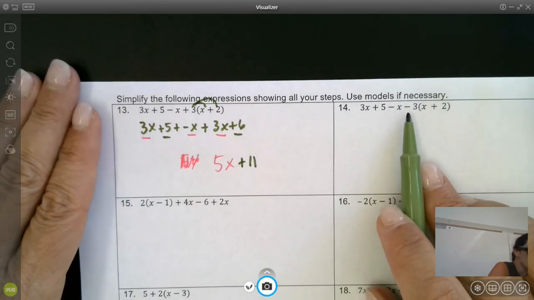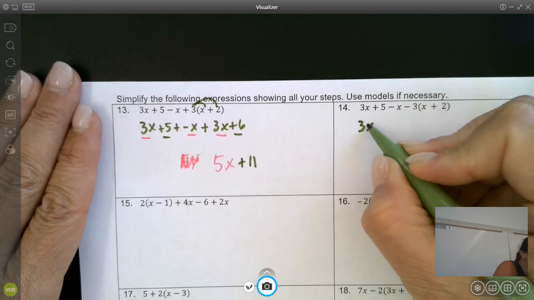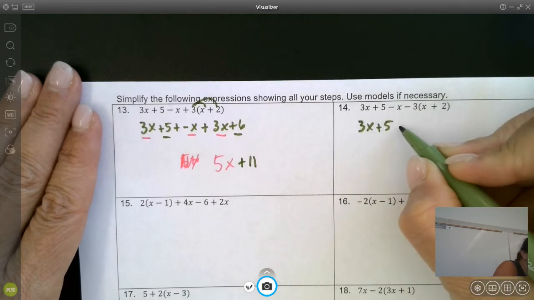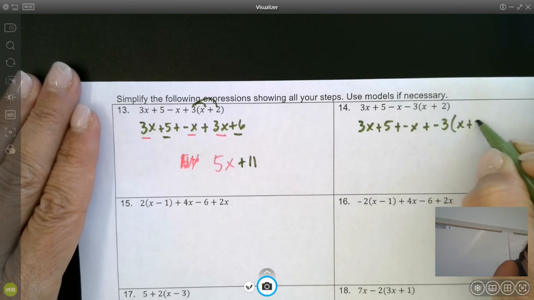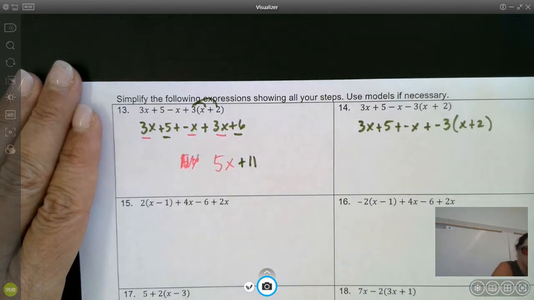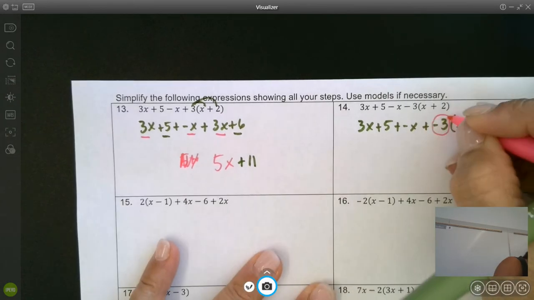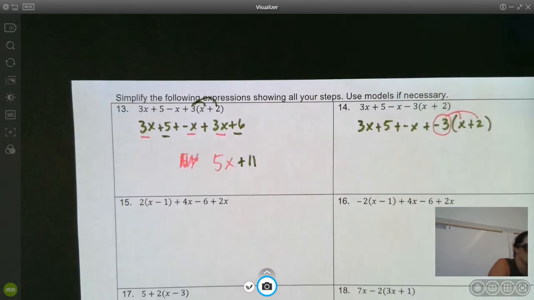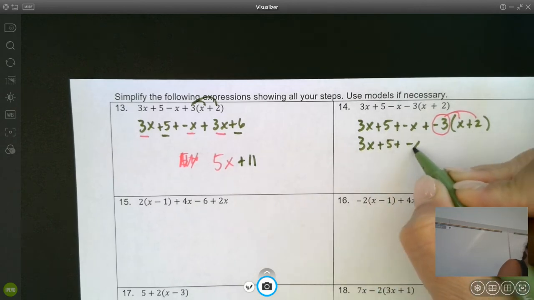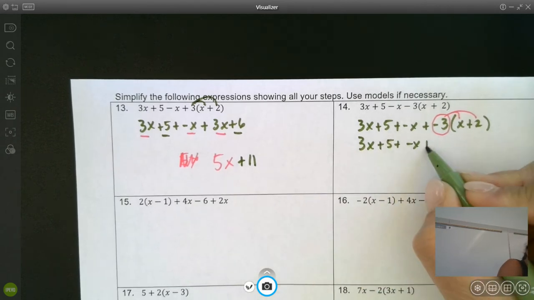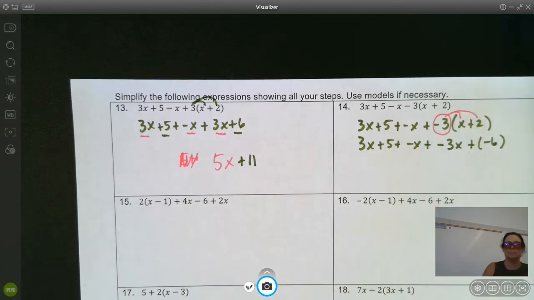Okay, be very careful because this is a negative 3 being distributed. So let me rewrite this. 3x plus 5 plus a negative x plus a negative 3 groups of x plus 2. All right, so this negative 3 distributes first. So I'm just rewriting all these the way that they are. Negative 3x plus negative 6.